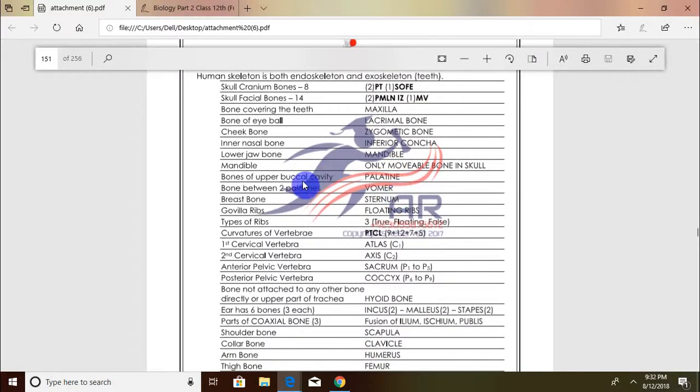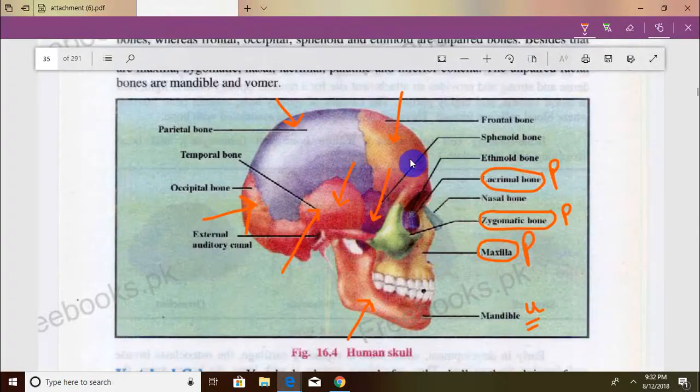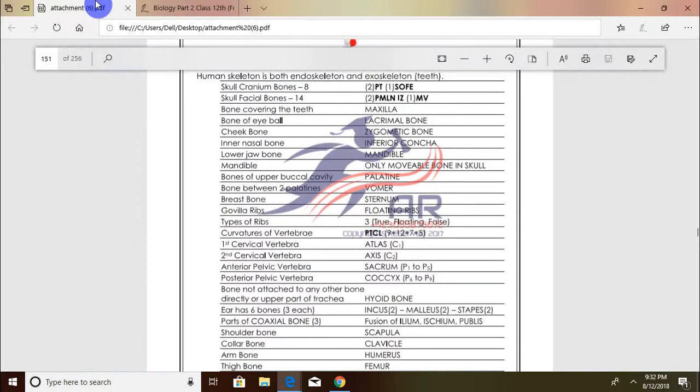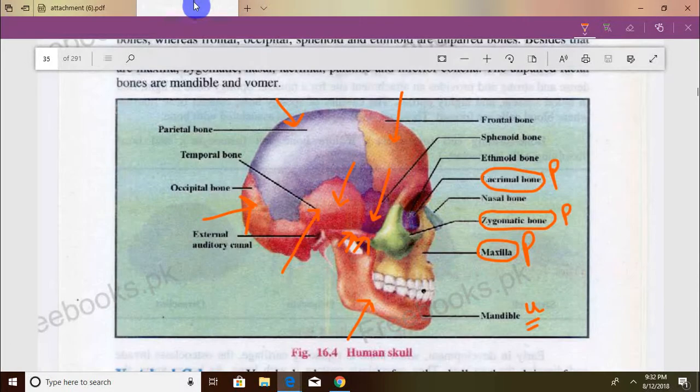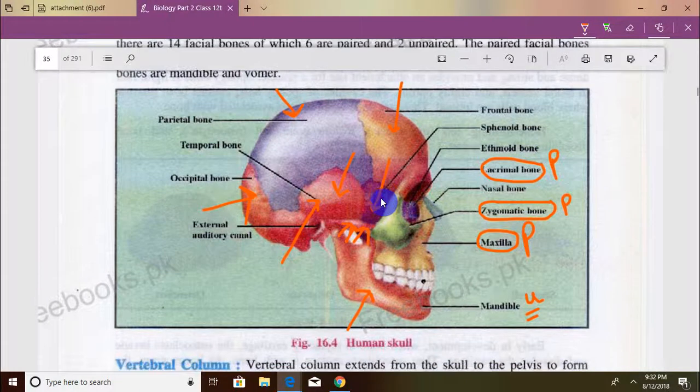Then we have the bones of the upper buccal cavity. So it's kind of like inwards over here or somewhere, and that is basically the hard palate or the roof of the mouth, and that is the palatine. Like palate should be easy enough to remember, and the vomer is the bone between the palatines, right? So it's sort of like in the middle, and that's why we just have one of these, unlike the palatine.